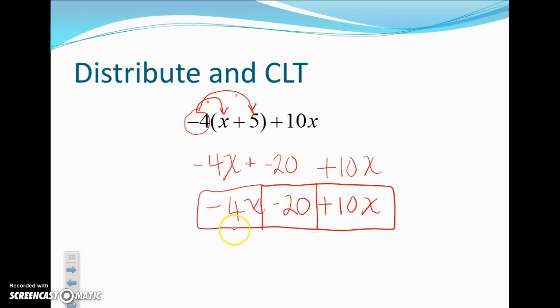So here, what are like terms? Negative 4x plus 10x, which is 6x. And then bring down minus 20. That's going to be your final answer.